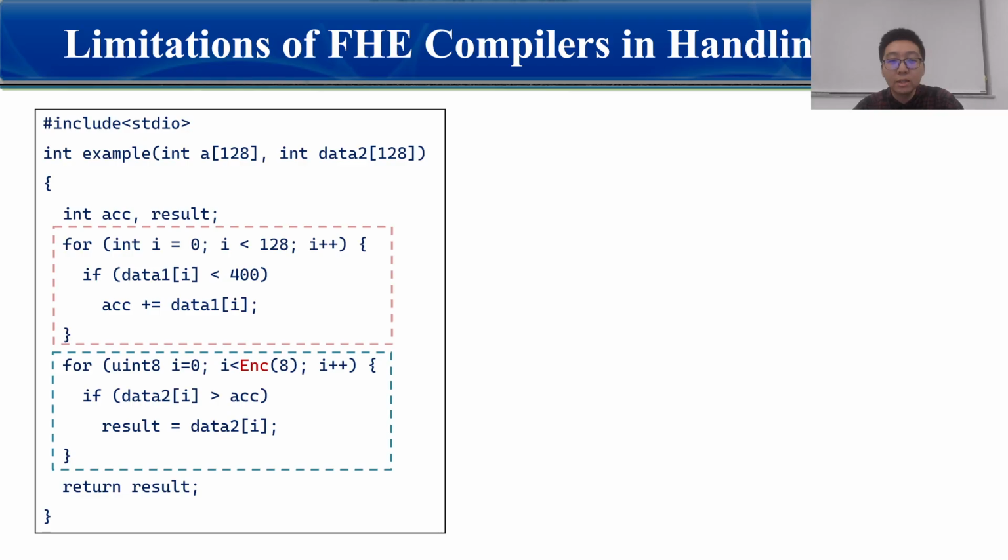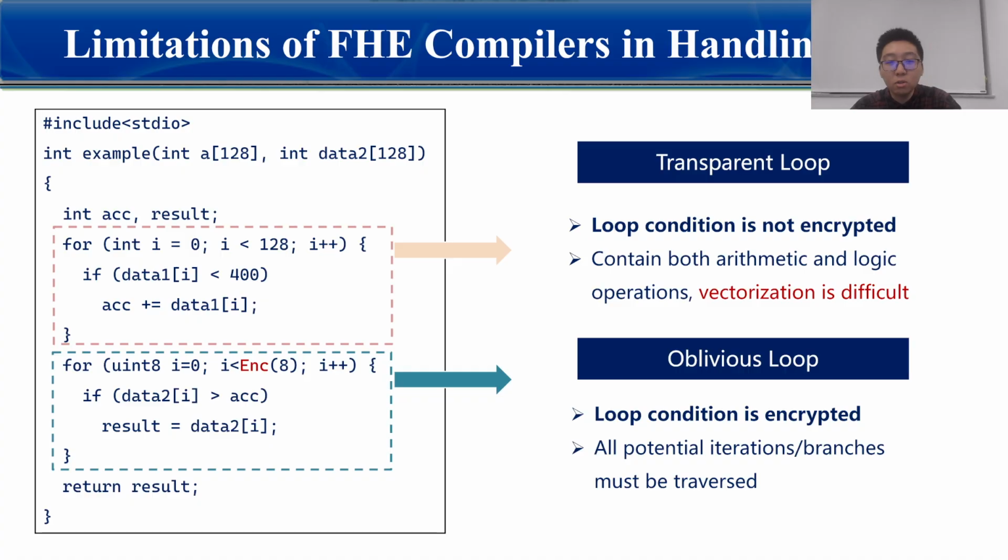To illustrate the challenges in handling loop structures, we provide an example program for clarification. In this program, the loop condition of the first loop is not encrypted, while the second loop is encrypted. The first loop is referred to as a transparent loop.